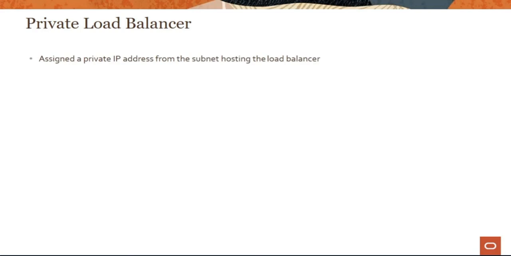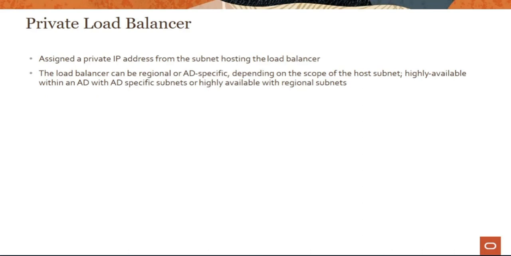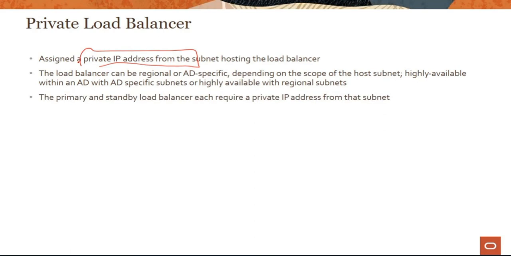A private load balancer is assigned a private IP address from the subnet hosting the load balancer. Makes sense, because we are talking about a private load balancer, so of course it will have a private IP and not a public IP. The load balancer can be regional or AD specific depending on the scope of the host subnet. So you could choose either AD specific or regional, like you could do with a public load balancer. And primary and standby, though actually we should not use primary and standby, we should use active and failover as the terms. So active and failover load balancers each require a private IP address from that subnet.